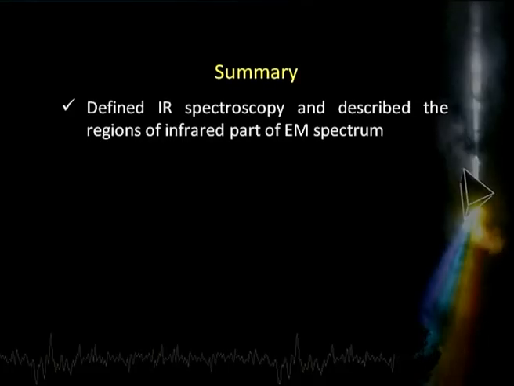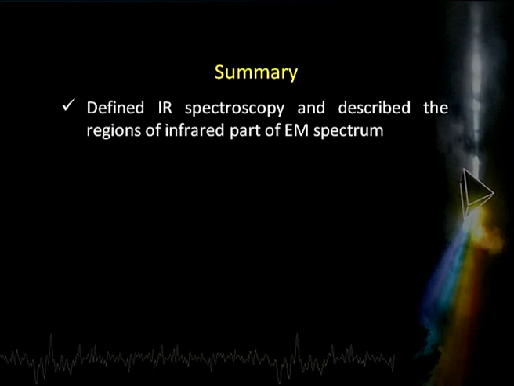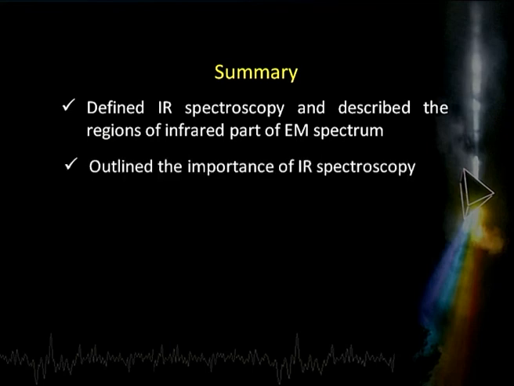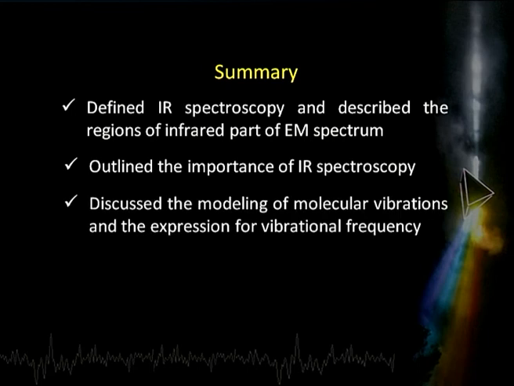Let us sum up what we have done today. We started by defining what IR spectroscopy is, and then we described the region of IR part of the electromagnetic spectrum, and we found that there are three different regions: far IR, near IR, and mid IR. And then we talked about the relevance of each region of spectrum in terms of their suitability for an organic chemist or otherwise. Then we outlined the importance of IR spectroscopy, and having done that, we discussed the modeling of molecular vibrations and the expression for vibration frequency. The vibration frequency equal to 1 by 2 pi square root of k by mu is a very important expression, because that relates the vibration frequency with two important parameters: the force constant or the bond strength, so to say, and the reduced mass, and we showed some data to correlate the two.